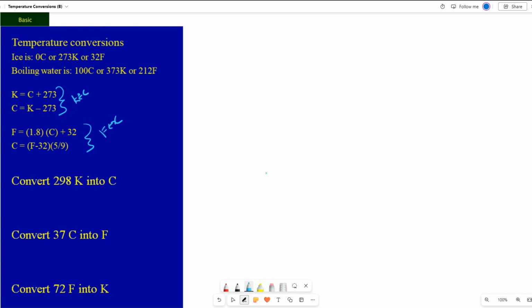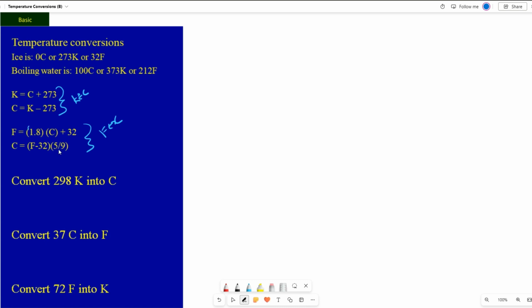If you're going back and forth between Celsius and Kelvin, if you're in Celsius and you want to get to Kelvin, all you have to do is add 273 to your Celsius temperature. If you're in Kelvin and you want to get to Celsius, you just subtract 273 from your Kelvin temperature. To get back and forth between Fahrenheit and Celsius, if you're in Celsius, you multiply by 1.8 and then add 32. If you're in Fahrenheit, you subtract 32 and then multiply by 5/9.